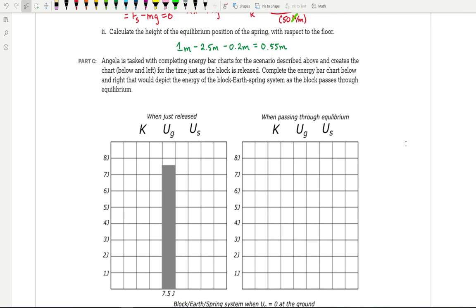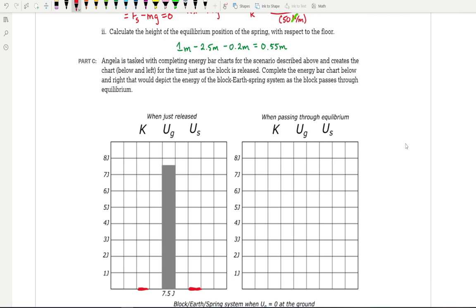On the left, it says that Angela came up with 7.5 joules of energy for gravitational potential energy before it was being released. She also said that there was 0 kinetic energy and 0 spring potential energy because the spring wasn't really stretched yet. So we know that on the right side, the gravitational potential energy is going to go down. We also know that the spring potential energy is going to go up, and the kinetic energy is also going to go up too because this object is going to be in motion.